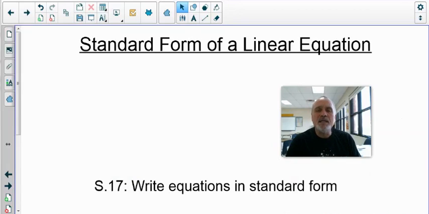Welcome back, everyone, and this time we're going to continue looking at lines, and we're going to look at the standard form of a linear equation. You can practice this on S17, write equations in standard form. I know that we've talked about standard form before, but this time we're going to be a little bit more specific, so let's go ahead and get into that.